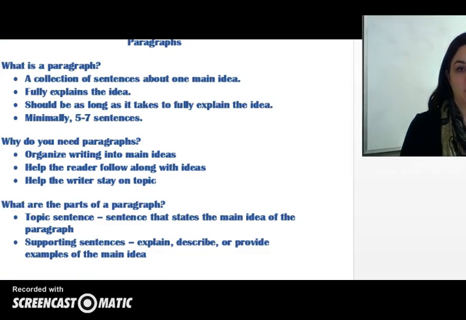So in summary, a paragraph is just a collection of sentences about a single topic. It's made up of a topic sentence that states the main idea, and then at least 4 other supporting sentences that explain that idea. But your paragraph could be way longer than 5 sentences, just as long as it takes for you to fully describe it. And you need to organize your essays in this way to help you stay on topic and to help your reader follow along.